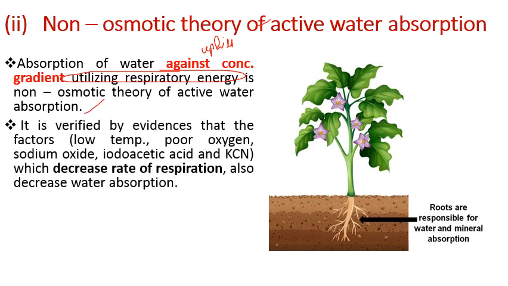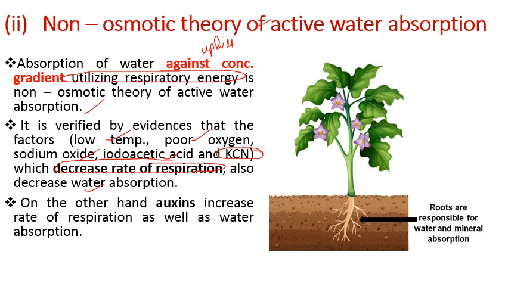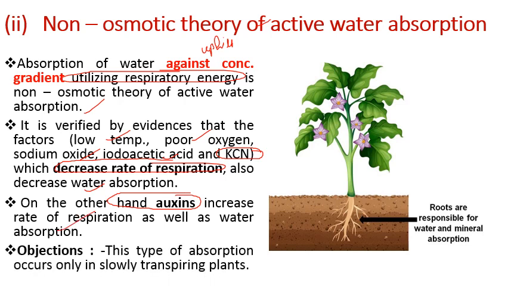It is verified by evidences that factors like low temperature, poor oxygen, sodium azide, iodoacetic acid, and potassium cyanide, all these chemical substances, are meant to reduce the rate of respiration. They decrease the rate of respiration and also decrease the water absorption rate, while oxygen, the master hormone or plant hormone, increases the rate of respiration as well as water absorption. There are some objections to this theory. This type of absorption occurs only in slowly transpiring plants.